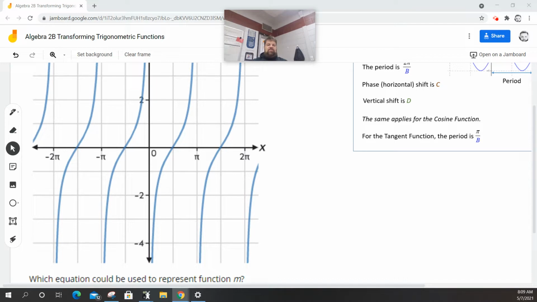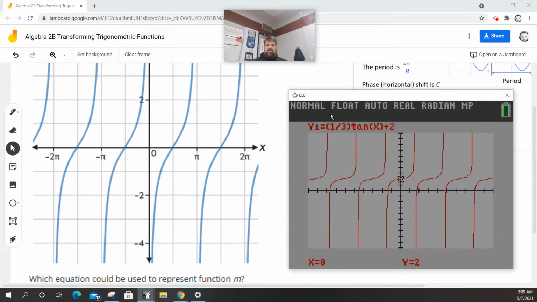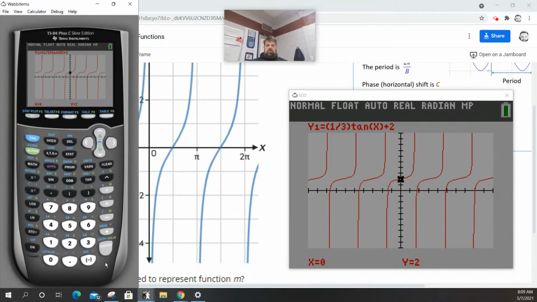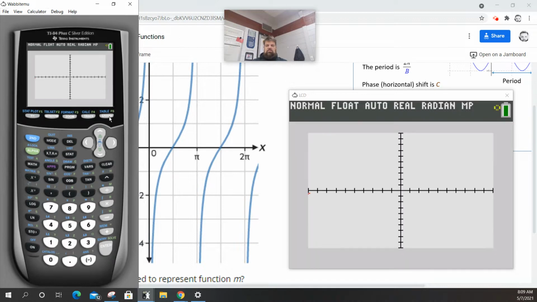So tangent is, well, let me just graph it and then we can look at it. We can compare them. So if I go back here and I just graph the regular tangent function, so I'm going to delete this, delete this, delete this, delete this. Tangent of x, delete, delete. Okay. And then I hit the graph.